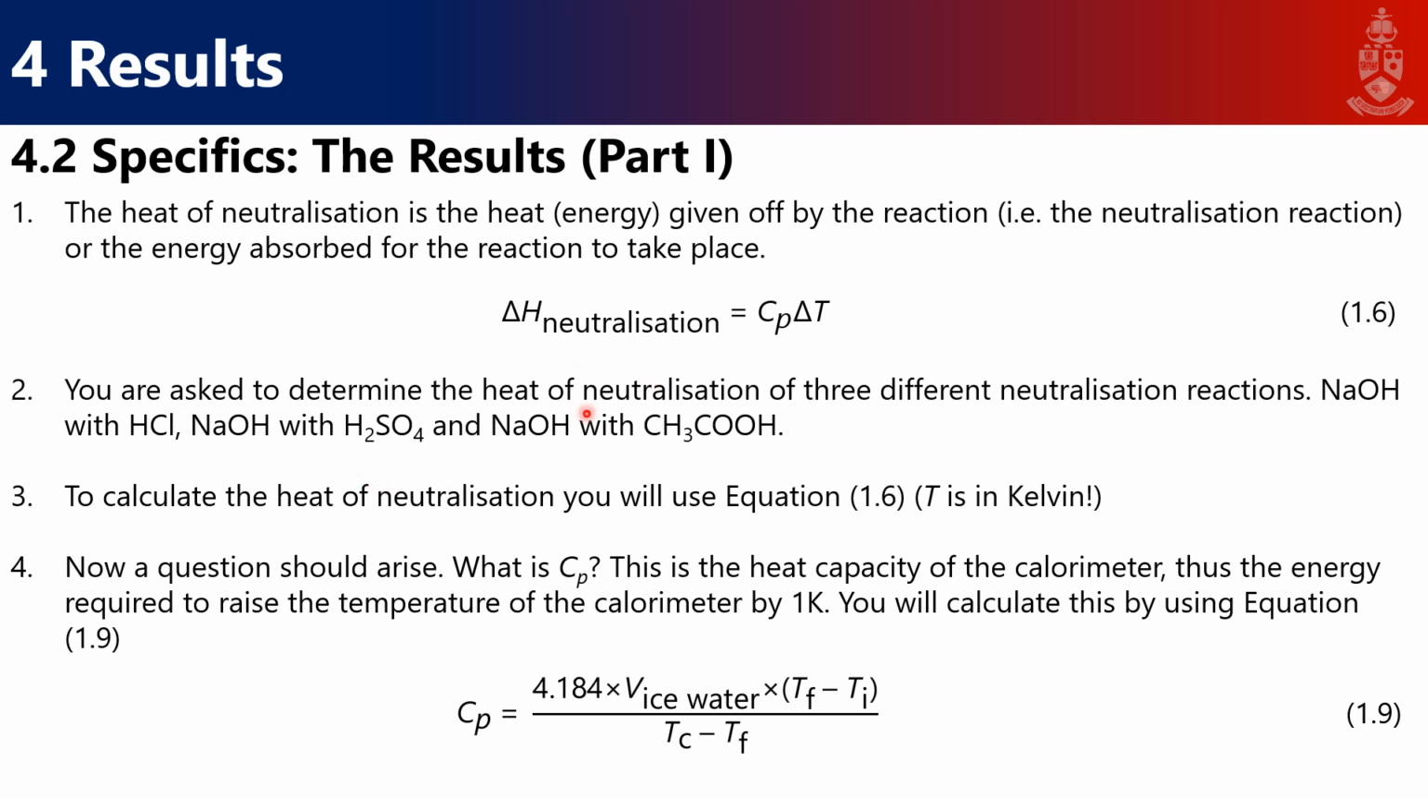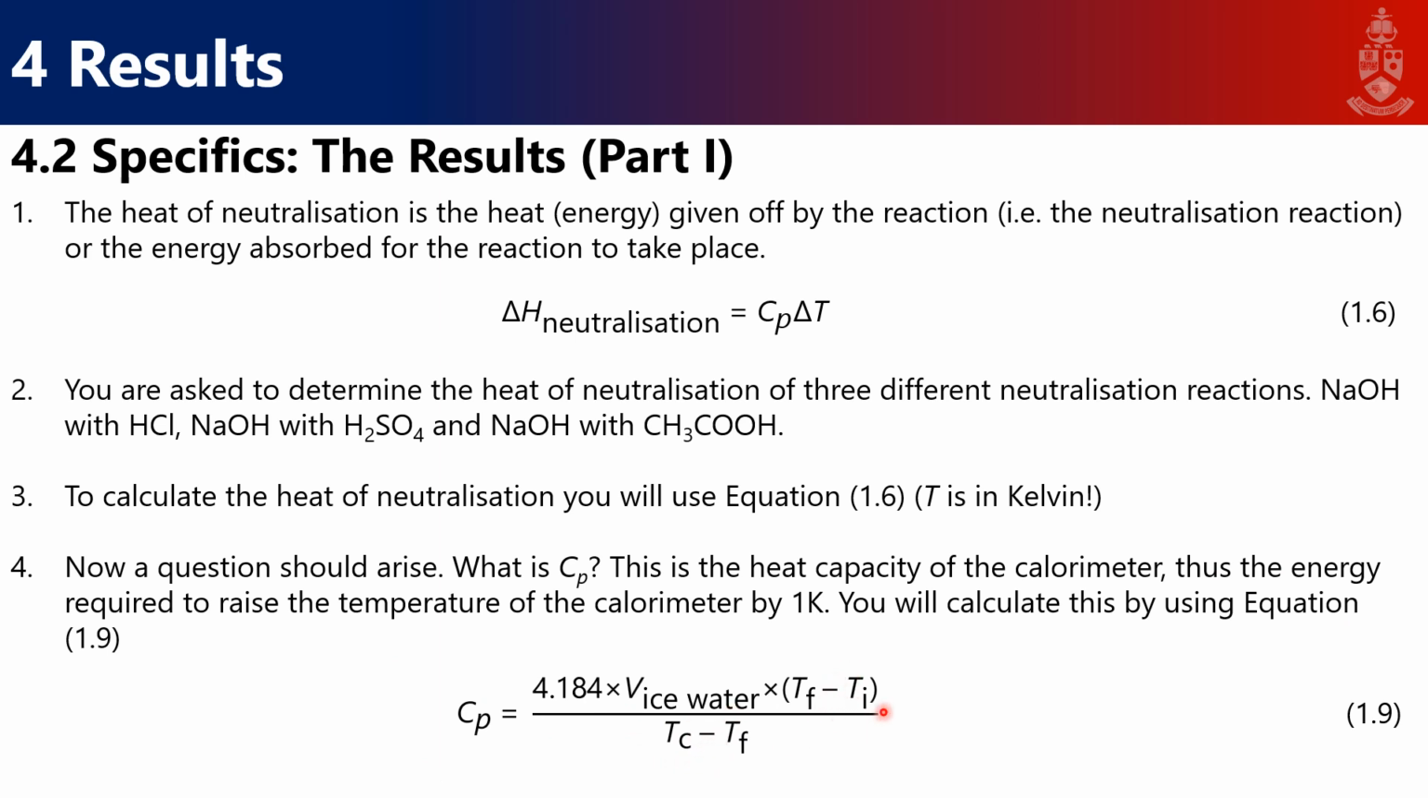And we did that for sodium hydroxide with 3 different acids. Now, first we needed to calculate Cp. That was experiment 1.1, of course. That is where you use equation 1.9 in your Pratt Guide. I'll give it again: V ice water, Tf, Ti, Tc, Tf.